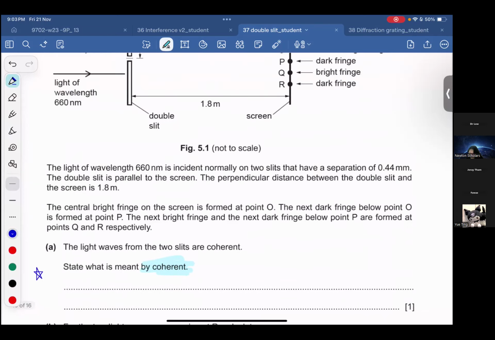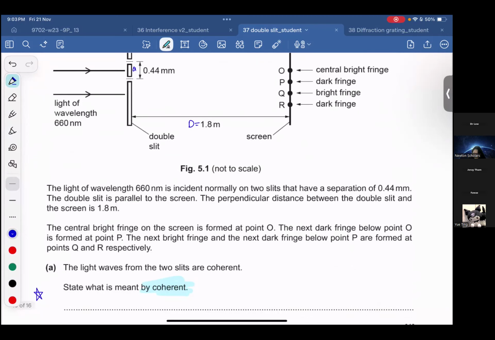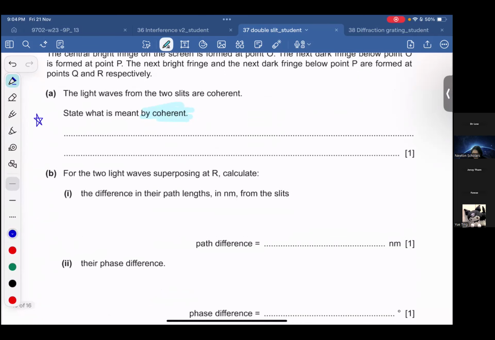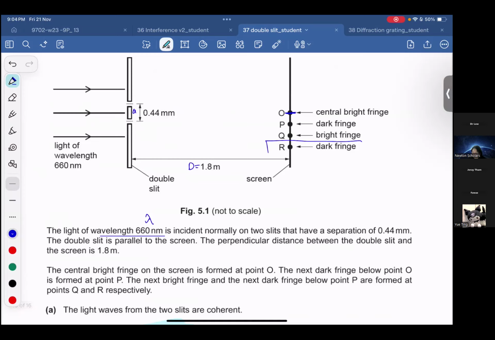Okay, here. This is our a. This is our D. What else? Wavelength, so label this as wavelength. Then after that, what else? Let me have a look. The center bright fringe is formed at point O. So this is the center. Then we have the dark fringe, bright fringe, dark fringe. So what is the question? When the two waves superpose at R. First, we come back to R. What is R? R is a dark fringe. What is a dark fringe? Dark fringe is destructive interference. Write down.